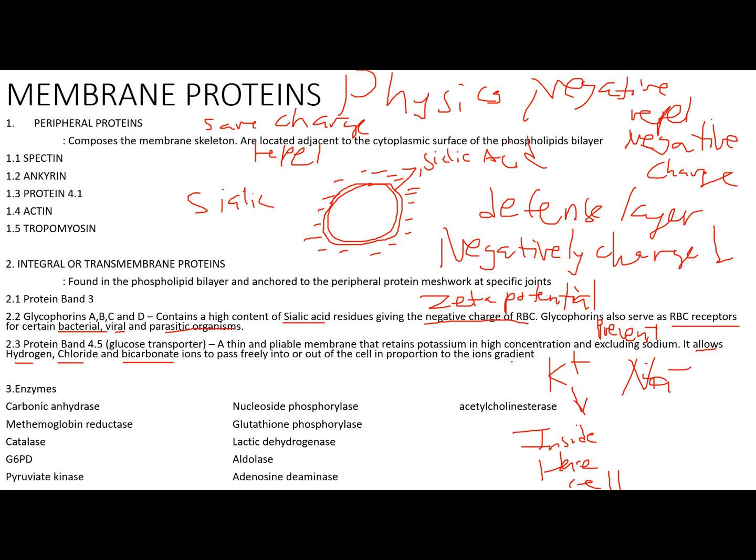And then we have enzymes, class. They include your carbonic anhydrase, your methemoglobin reductase, catalase, G6PD, pyruvate kinase, nucleoside phosphorylase, glutathione phosphorylase, lactate dehydrogenase, aldolase, adenosine deaminase, and your acetylcholinesterase. So those are the enzymes.